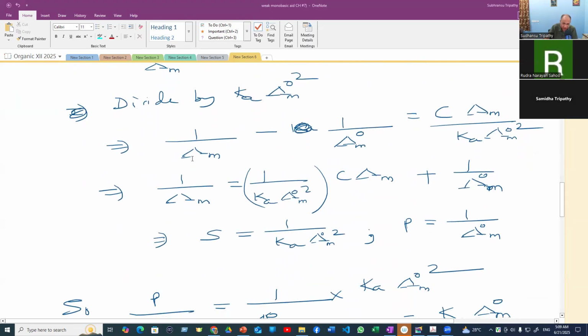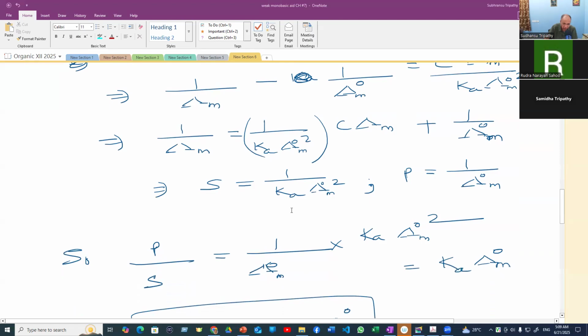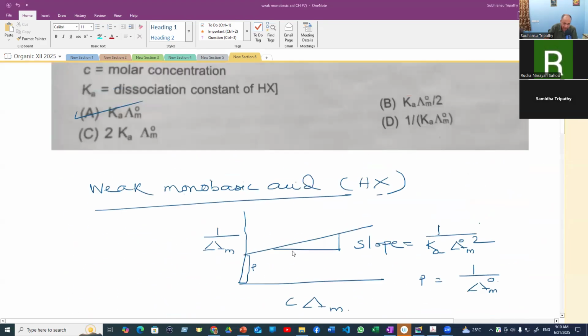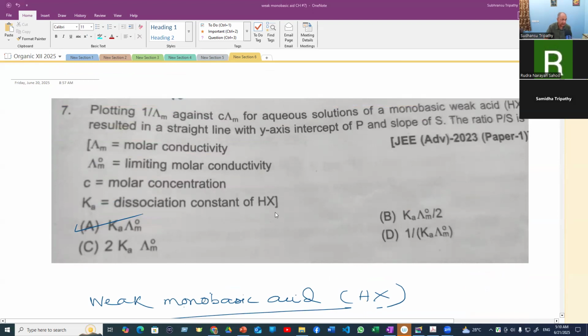Then we separate, take this portion to the right side, which is constant. This is the intercept. And since the x coordinate is C lambda m, we keep it as a variable and the other constants as the slope. So we found slope is this and the intercept is this. So take the ratio. There is a cancellation of 1 lambda naught and we get Ka into lambda naught m. So that is part A. You understood, Master Rudra? Yes, sir.